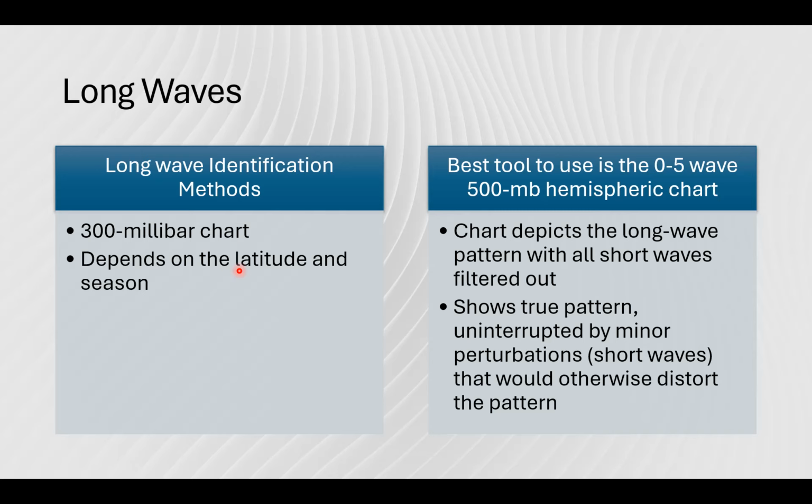So it's very important to know the general average tracks of these long waves and this jet stream, the tracks of the storms. Now, the best tool to use, honestly, is what's called a 0 to 5 wave 500 millibar hemispheric chart. This chart depicts a long wave pattern with all the short waves filtered out of it.